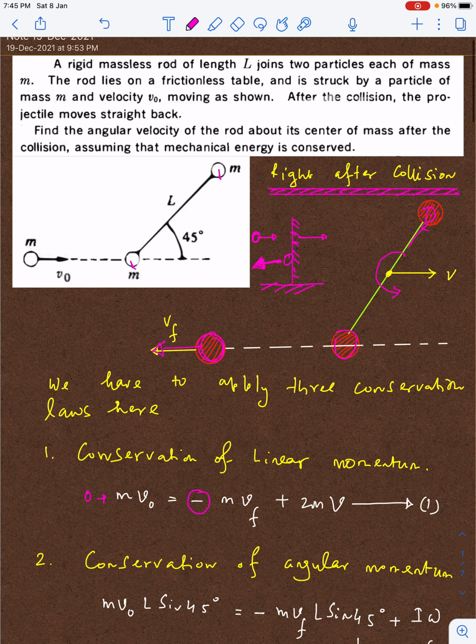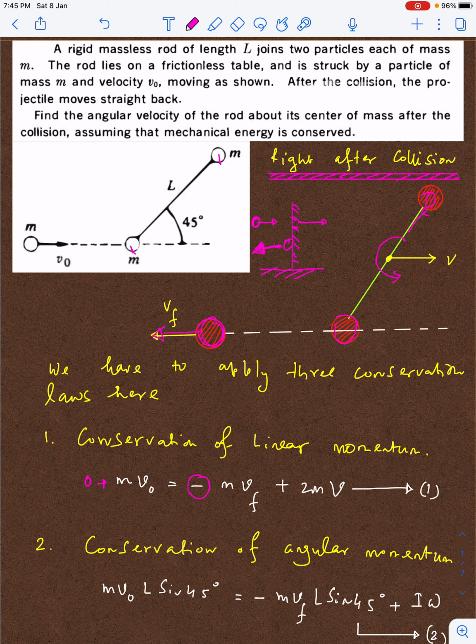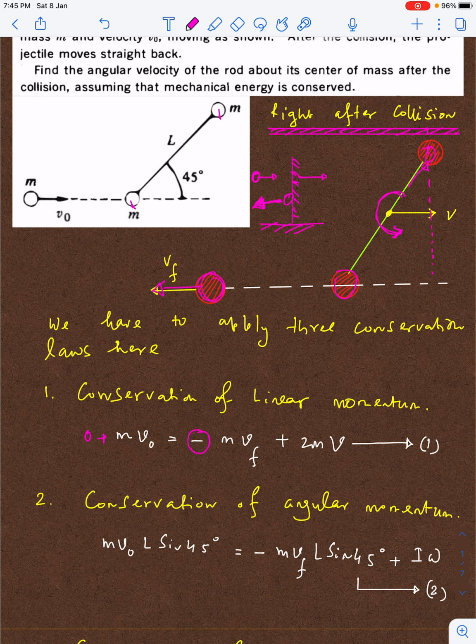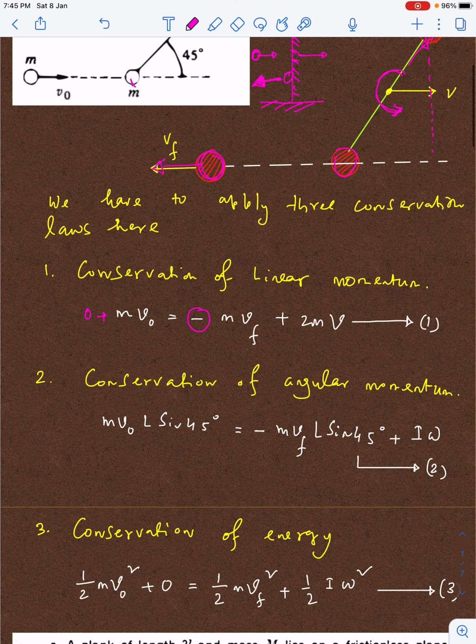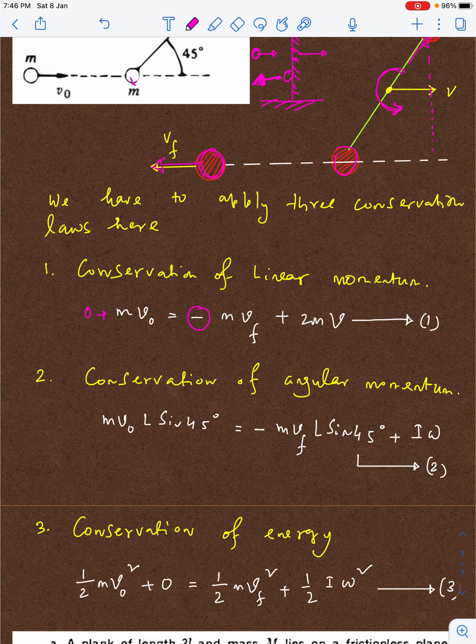Here you see, it's a very interesting point actually. We are considering the fact that this is rotating about the center of mass, correct? And I am taking this point here. All right. So if I take the reference point, then mv naught into L sine 45 degree is equal to minus, because this ball is moving in the opposite direction. So about this point, the direction of angular momentum will change if you apply right hand thumb rule. So that is minus mvf sine 45 degree into I omega. Here I we are measuring about the center of mass.